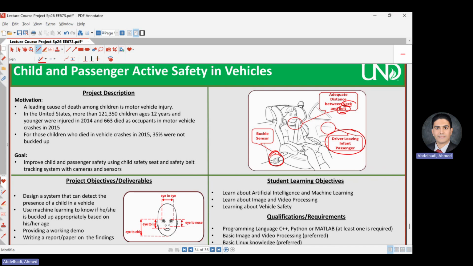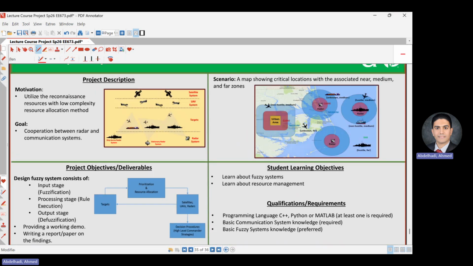So these are all types of projects that you can work on. It's all related to the safety of the children, passengers, and drivers, either if it's actively driving or even if it's parking. So this is also one project.